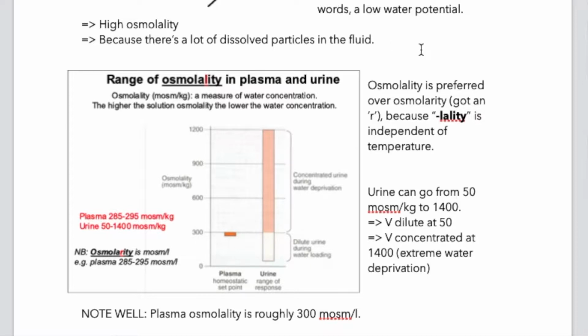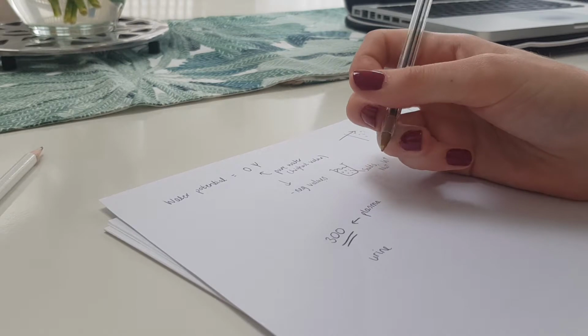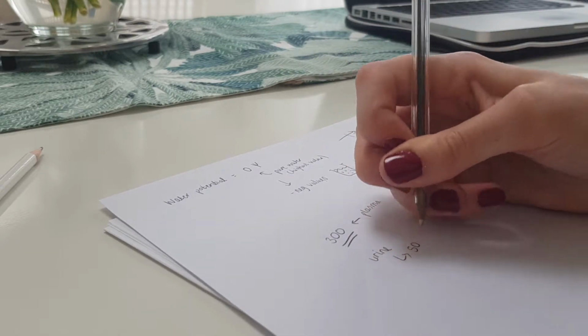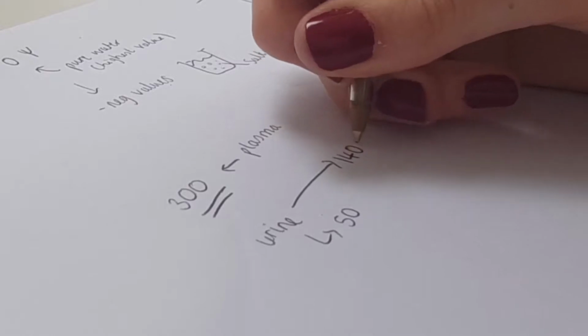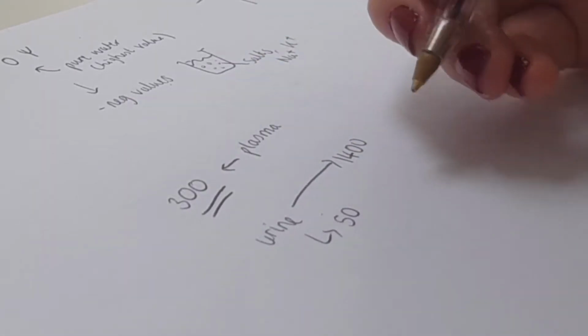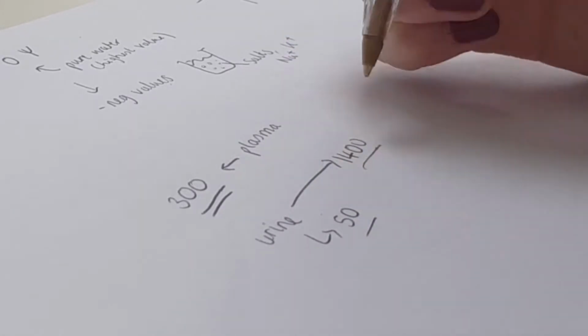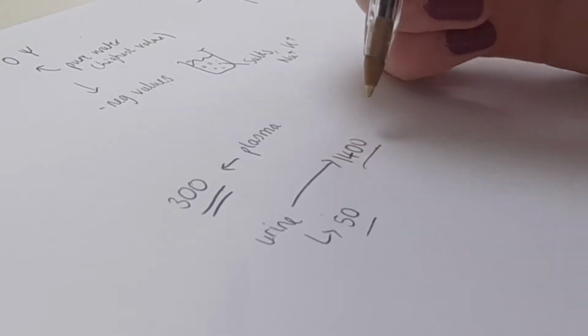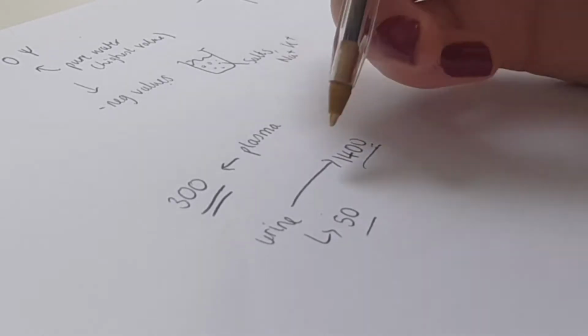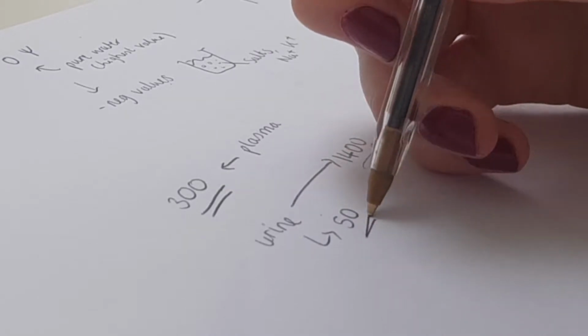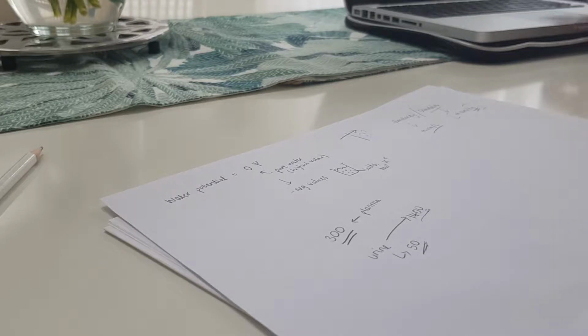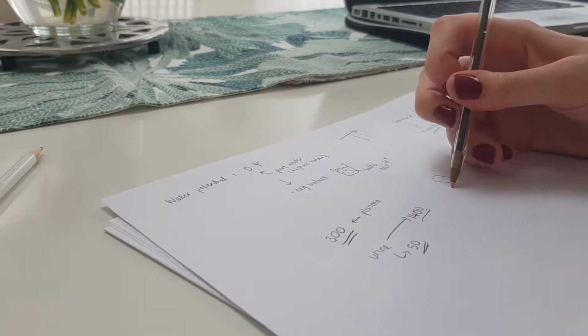And then there's some key figures for you to know on this bit. The plasma osmolarity is about 300, whereas in urine it can really vary. It can be anything from 50 to 1400. So 1400 would be really high osmolarity, and 50 would be really low. Really high osmolarity means there's loads of solutes in there, so it's not very dilute, so very concentrated urine, dark colour, whereas very dilute urine would be a much lower value.